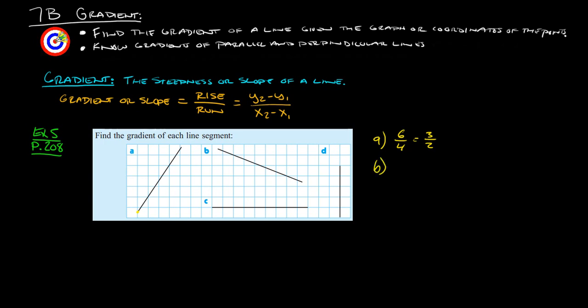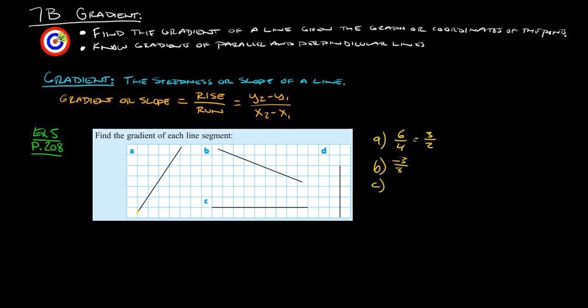Alright, for B, I'm going to start here and go down 1, 2, 3, and then over 1, 2, 3, 4, 5, 6, 7, 8. So down 3 over 8, and again that doesn't simplify, so that's your slope for B.